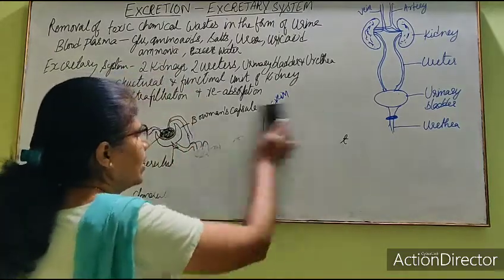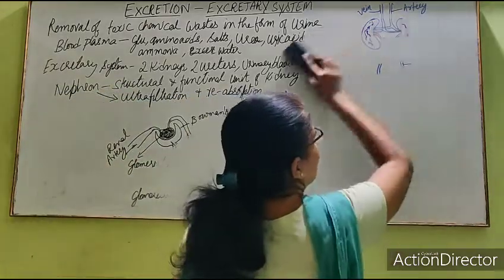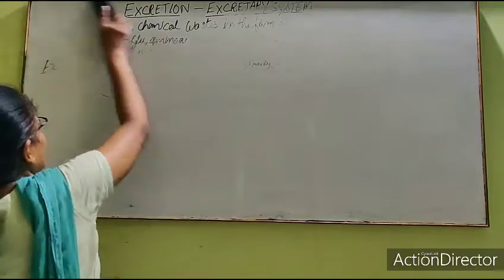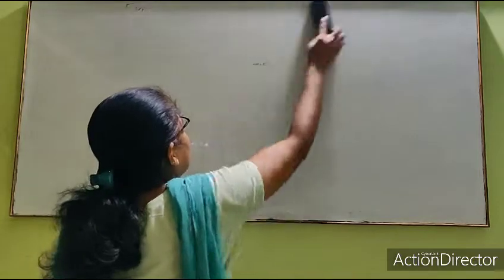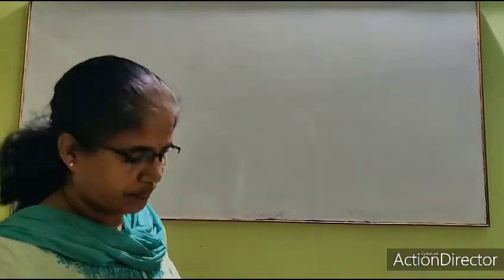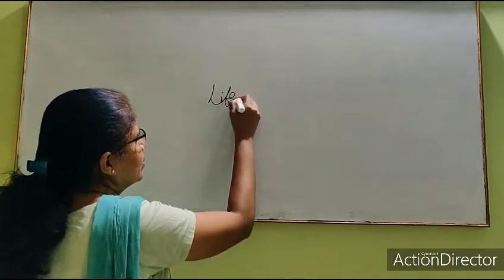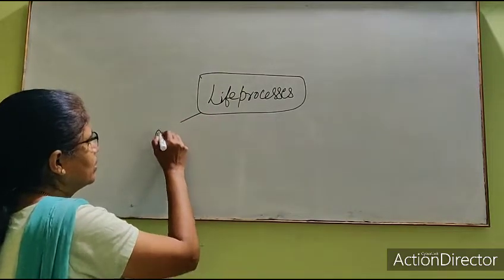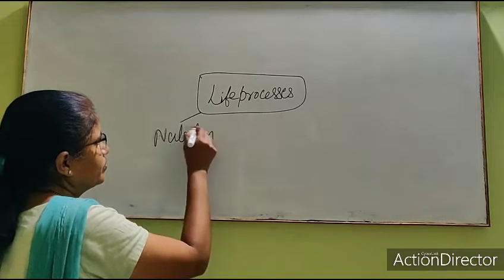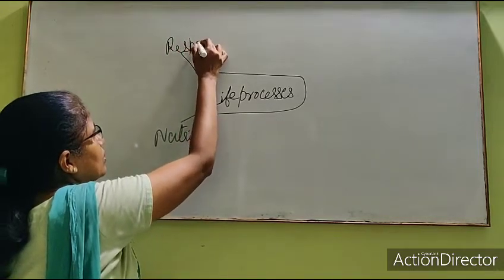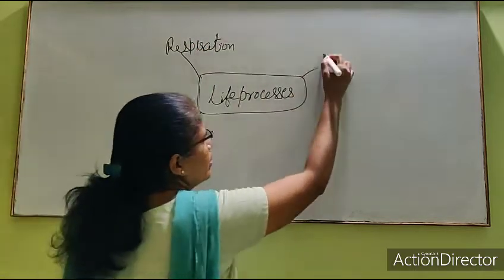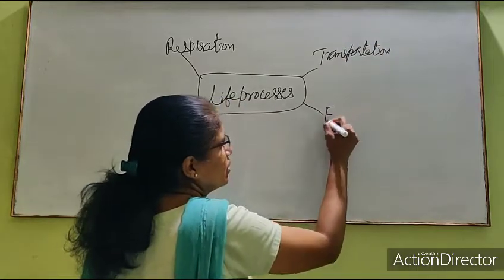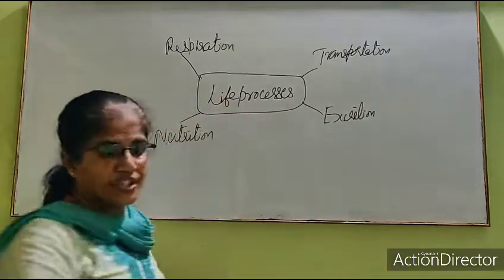Now, this is the last life process that we see in this chapter. First we saw nutrition, next respiration, transportation, and finally excretion. Now to briefly summarize this chapter: life processes. We studied nutrition, respiration, transportation, excretion. We have studied all this.